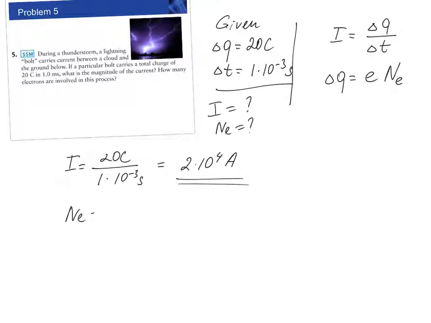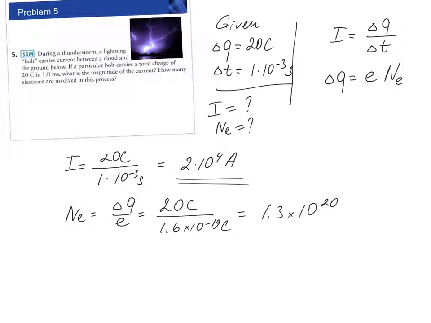And the number of electrons would be equal to delta Q over e. This is the charge of one electron, so 20 coulombs divided by 1.6 × 10⁻¹⁹ coulombs. It's going to be 1.3 × 10²⁰ electrons.